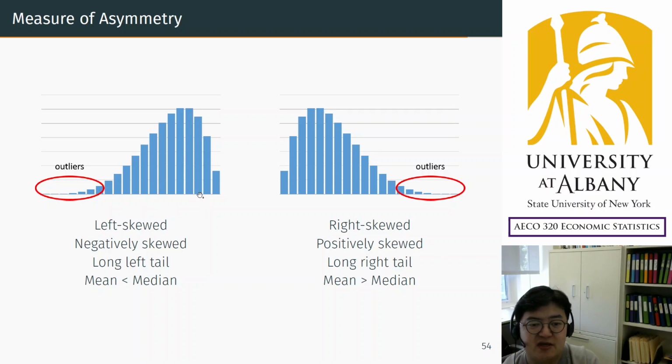So symmetric about the center, 0, and then you are going to think about right skewed distributions. Outliers on the larger side, and then we say positively skewed, a long right tail, and then the mean is greater than the median. Okay, so these different shapes can be captured by skewness, which is a measure of asymmetry.